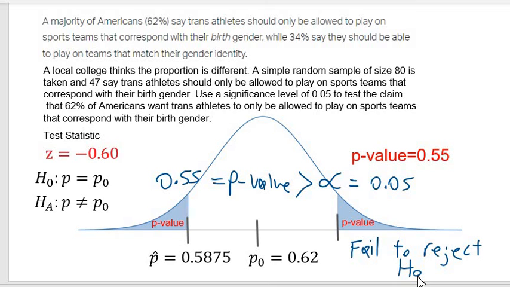All right, so once again, to recap, if the p-value is less than or equal to alpha, reject the null hypothesis. If the p-value is greater than alpha, fail to reject the null hypothesis.